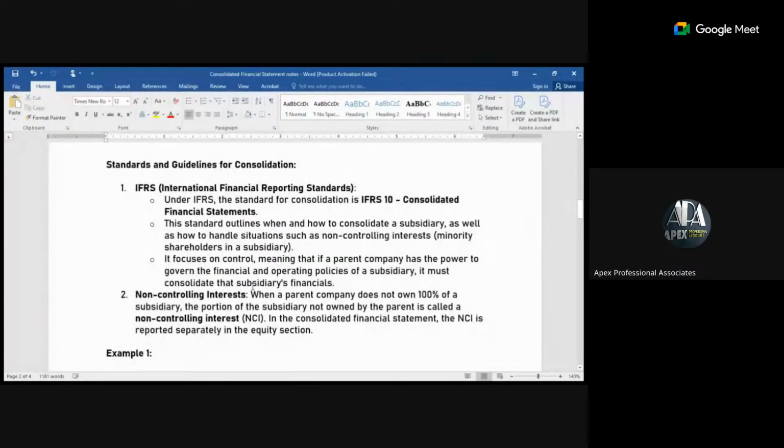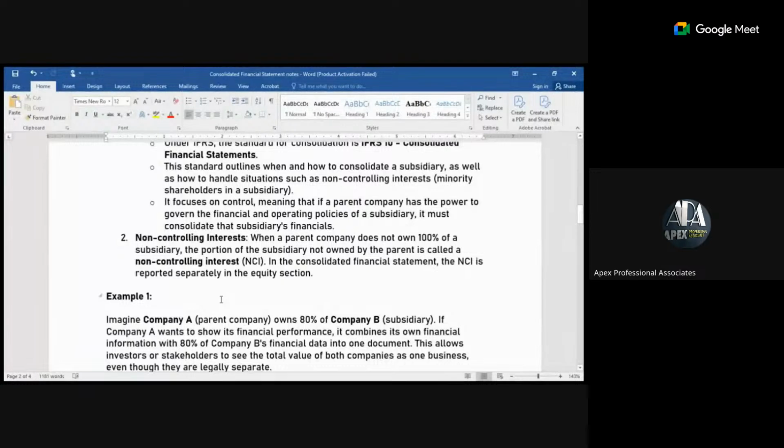So we have IFRS 10 and business combination, which properly addresses what we'll be doing in this class. But I will not dwell more on the standard. I will just go to talk about non-controlling interest. They say when a parent company does not own 100% of a subsidiary, the portion of the subsidiary not owned by the parent is called non-controlling interest.